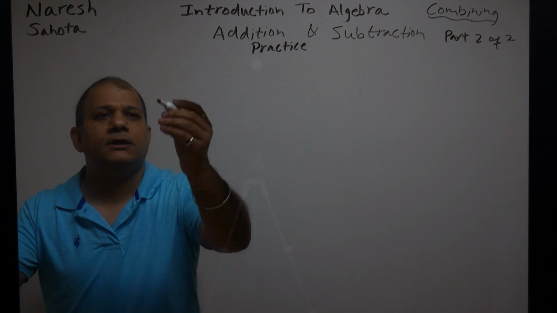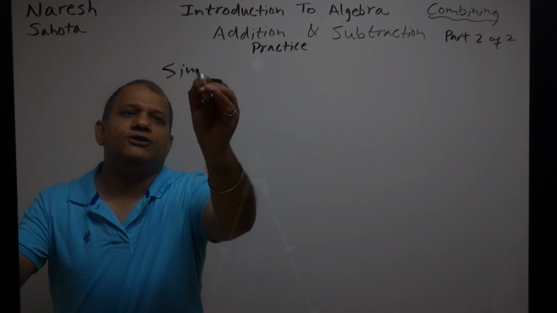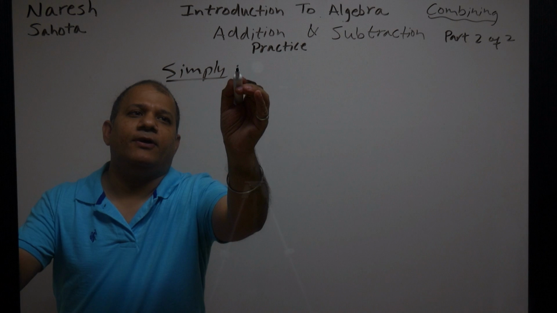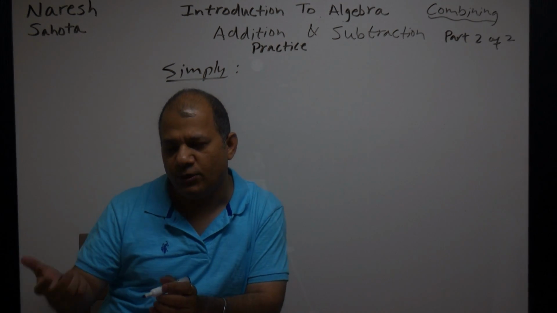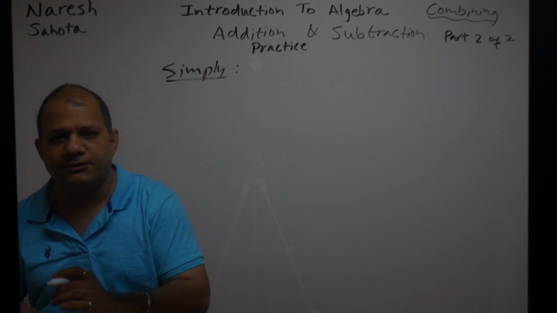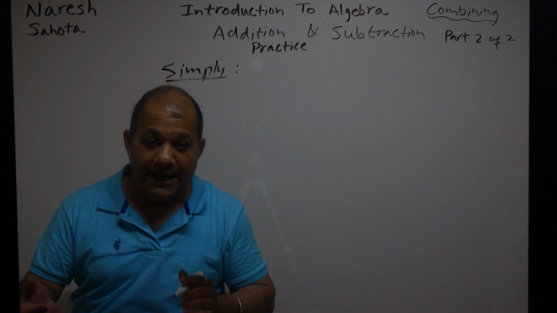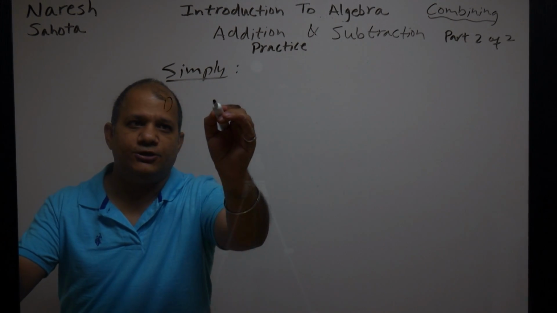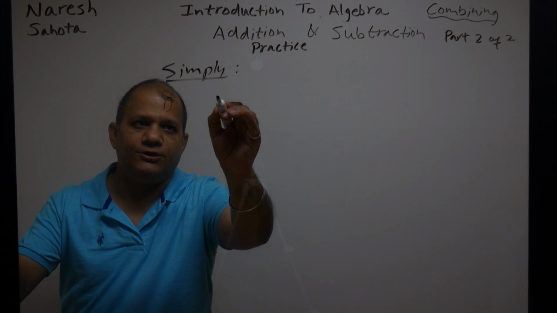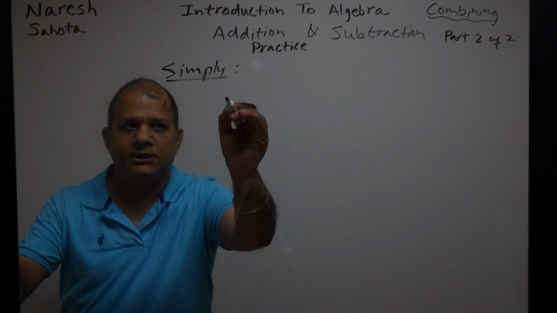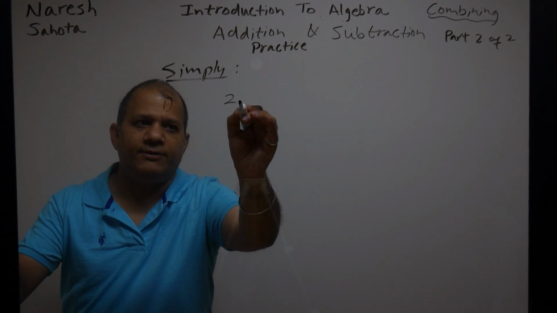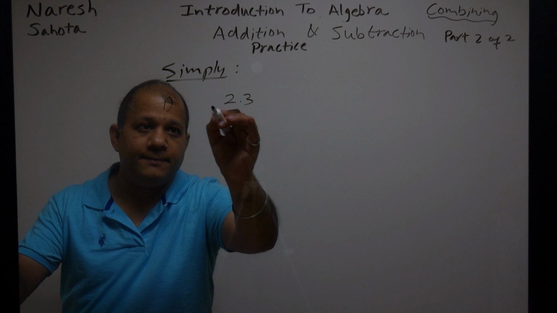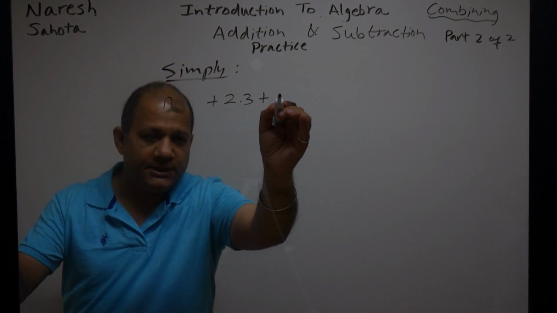So the question may say simplify. Previously we learned how to add numbers, positive numbers, negative numbers, but now I'm going to apply it to not just whole numbers but even decimals. So what if we're given 2.3 plus 5.8?